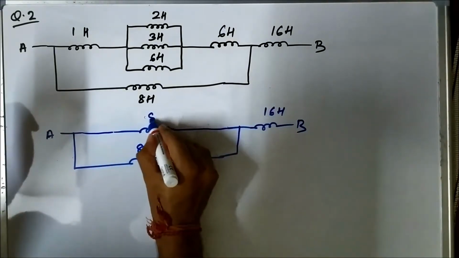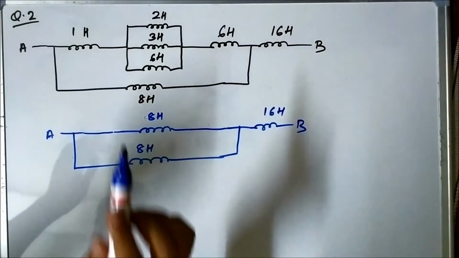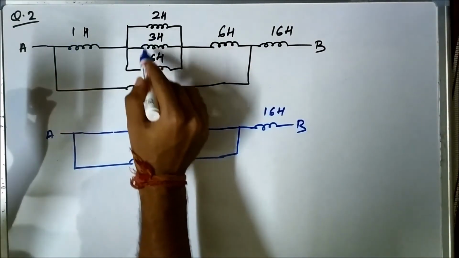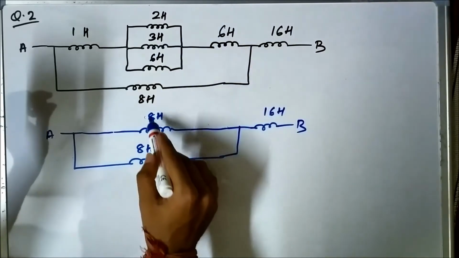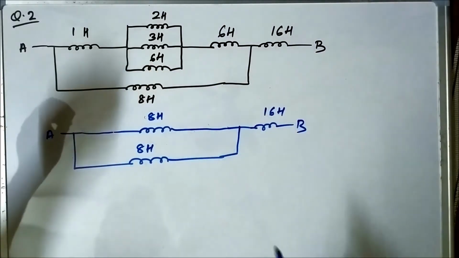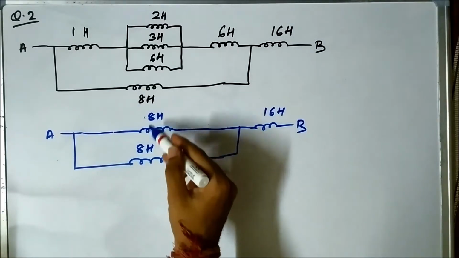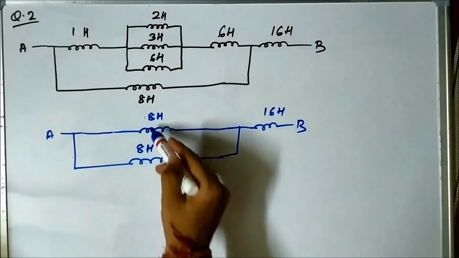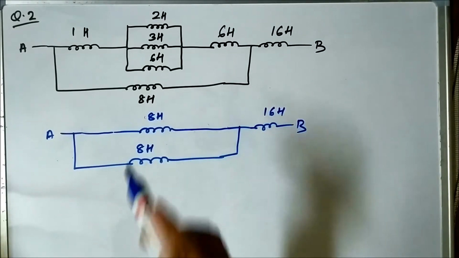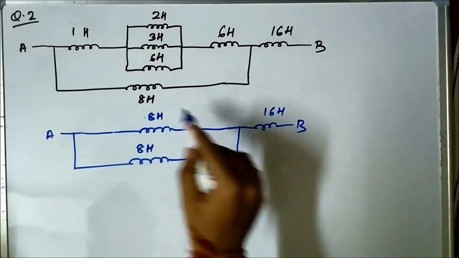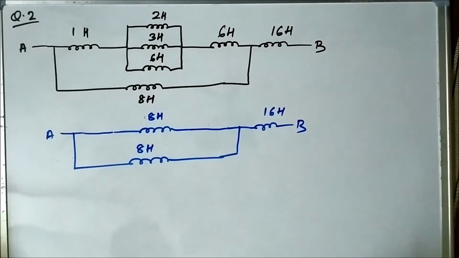So this is 8 Henry. What we did is that we just combined the three inductances, 1 Henry, the equivalent inductance 1 Henry and 6 Henry. We got the total inductance of that combination as 8 Henry. Now look at these two inductances, 8 Henry and 8 Henry. They are connected in parallel. So now we will calculate the equivalent inductance of these two inductance combination.